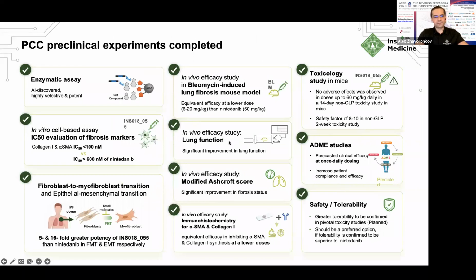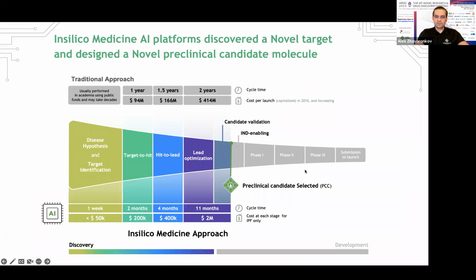For that, you need to do lung function experiments, for example, in mice, show that you can rescue the bleomycin-induced fibrosis in mice, preferably better than nintedanib. And we also showed a synergistic effect with pirfenidone, even though the mechanism of action is completely different. You also have to demonstrate the efficacy in IPF donor-derived cells and many other studies. Then you do tox in mice. You do 14 days non-GLP tox, and you do ADME studies, safety tolerability studies, and then you nominate a preclinical candidate.